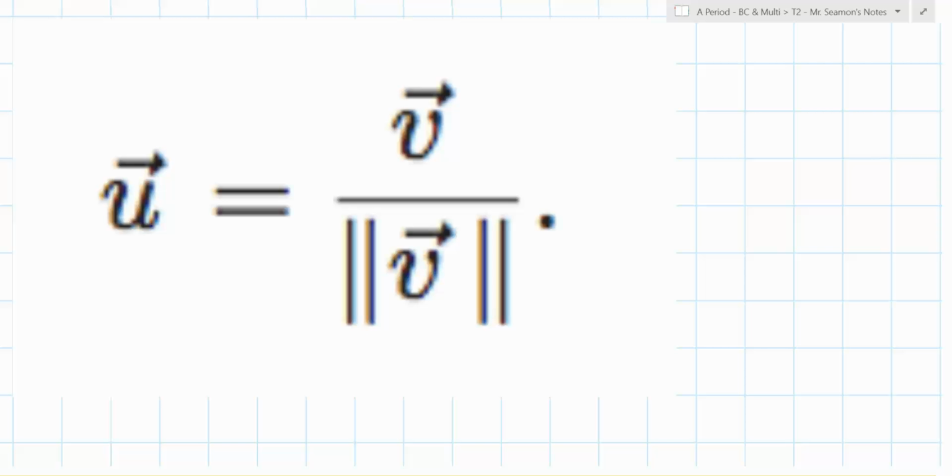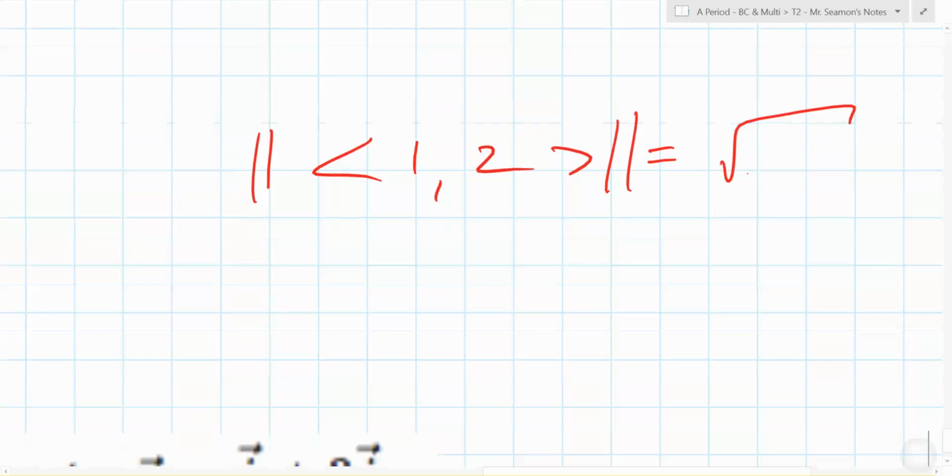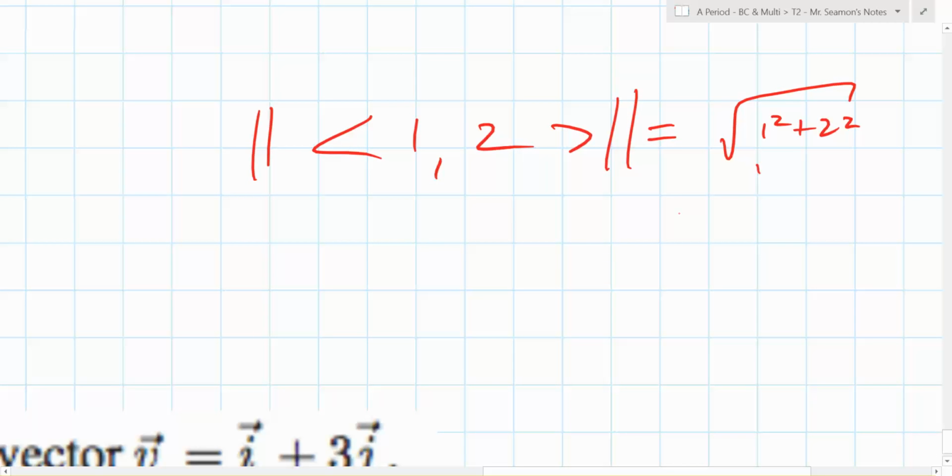Divide by the magnitude. How do you find the magnitude of a two-dimensional vector? Those of you that have taken physics and had to do this. How do you find the magnitude of a vector? Pythagorean theorem. So you might have seen vectors that look like this. There's a vector, 1, 2. What's the magnitude of that vector? Square root of? It's the square root of 1 squared plus 2 squared, so it's what? Root 5. It's root 5.